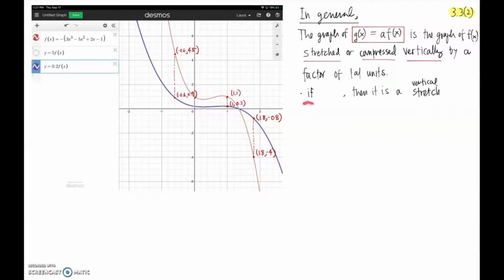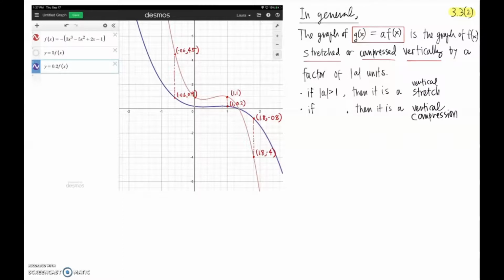And so we'll say if some condition is met, then it's a stretch. What is it that makes it a stretch instead of a compression? It was all dependent on this number. Remember, when it was a 5 here, it was a stretch, and when it was a 0.2, it compressed the function down. And so the condition is if a is greater than 1, then it's a stretch. And we go a little further: if the absolute value of a is greater than 1, it's going to be a stretch.